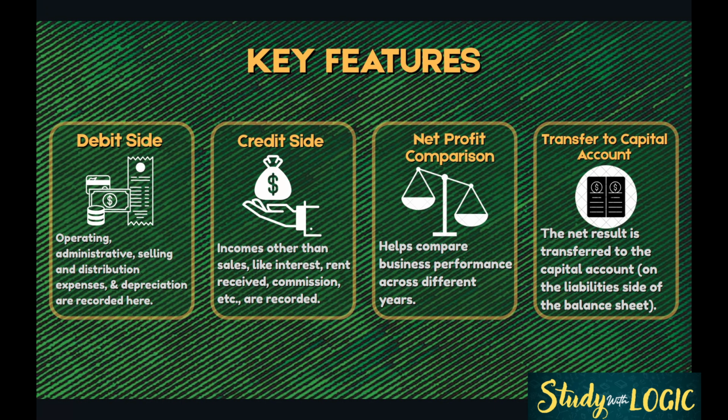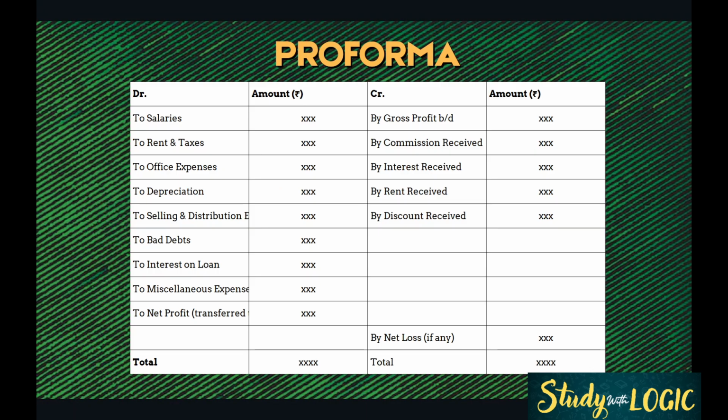So these were the features of profit and loss account. This is the proforma of a profit and loss account. And here where the proforma is written, there you will be writing profit and loss account of so and so company for the period ending on so and so. Whenever you are making it, the end of the year will be mentioned. And one will be the debit side, one will be the credit side.